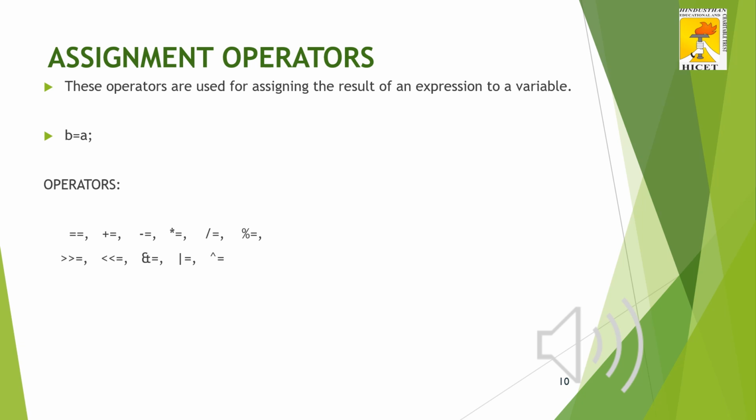Next one is the assignment operators. These operators are used for assigning the result of an expression to a variable. That means if we are writing a program and want to store one value into another variable, the result has to be stored somewhere. For that assignment, we use assignment operators. So b is equal to a means the value of a will be stored in b.